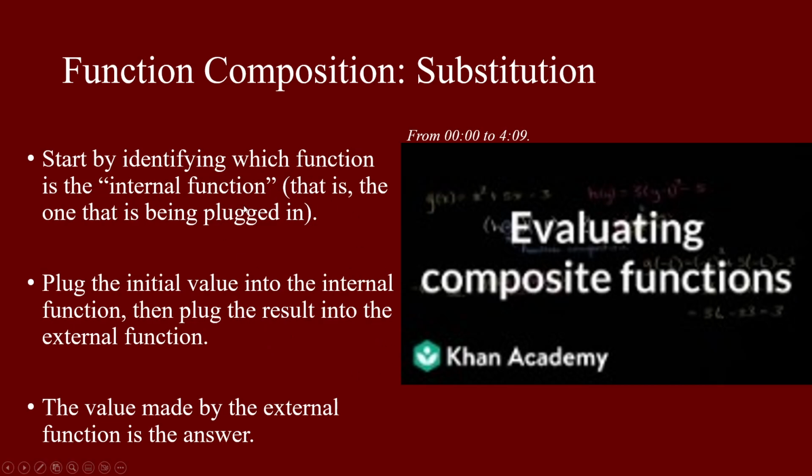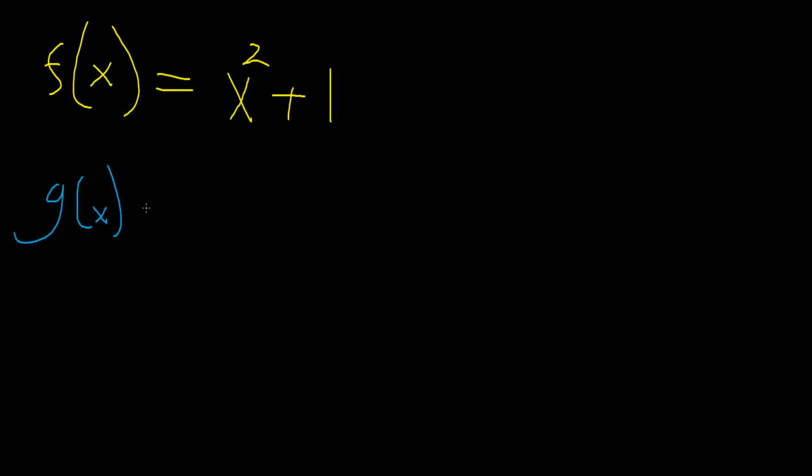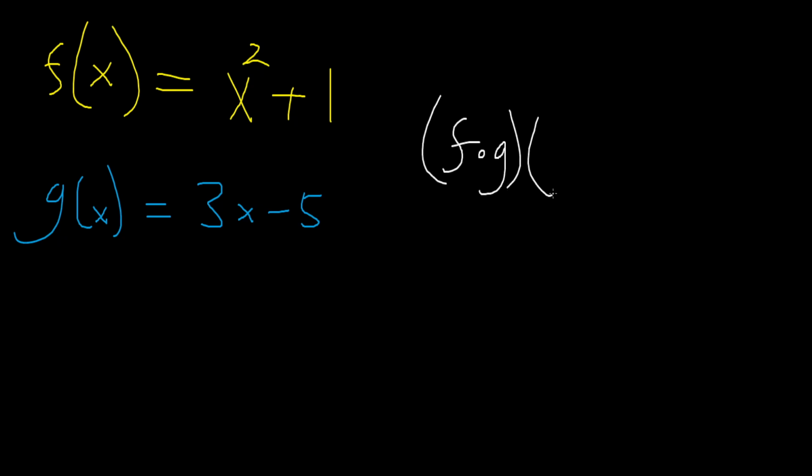substitution using numbers. We're going to be evaluating a composite function with actual numbers. So let's get some different functions this time. Say f of x is equal to x squared plus 1. Let's say g of x is equal to 3x minus 5. And let's say we want to evaluate f of g of 3.